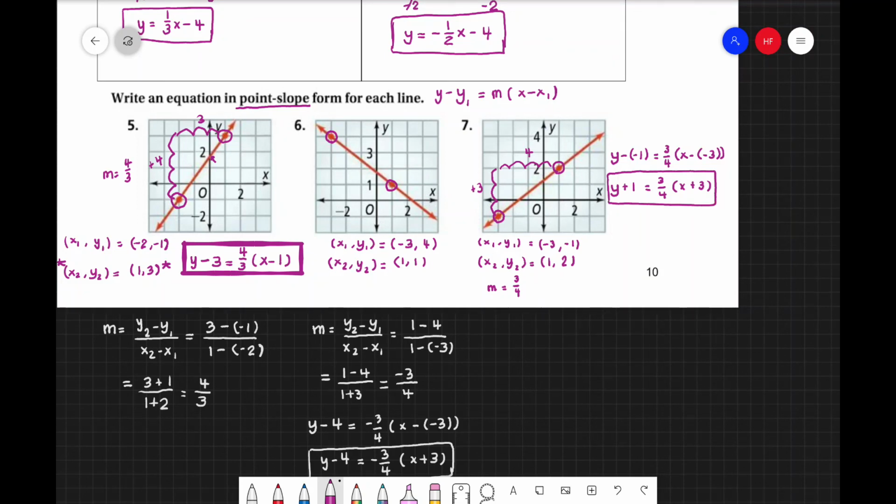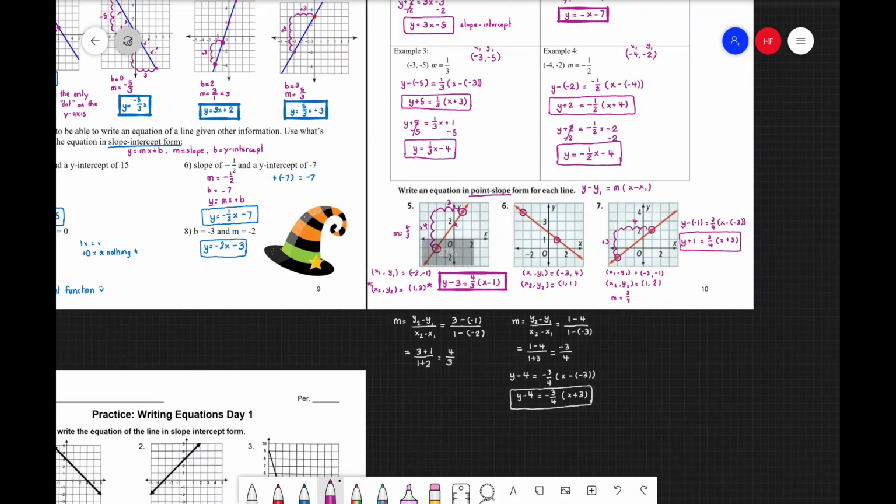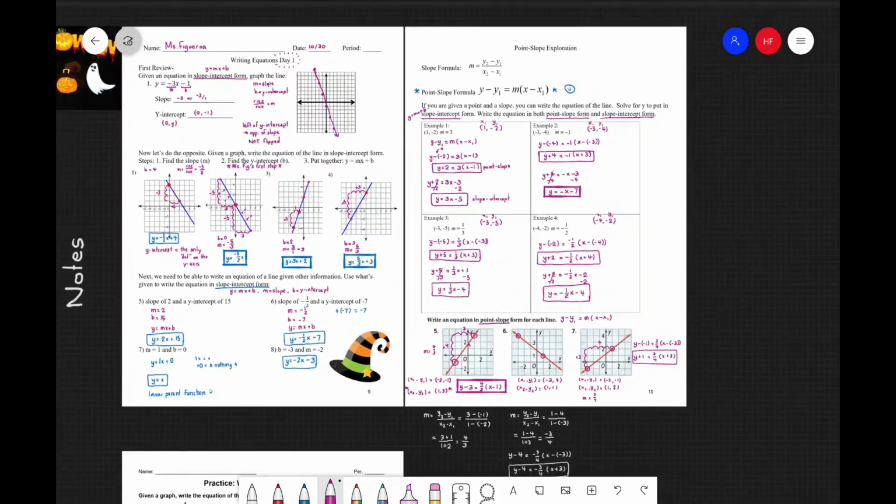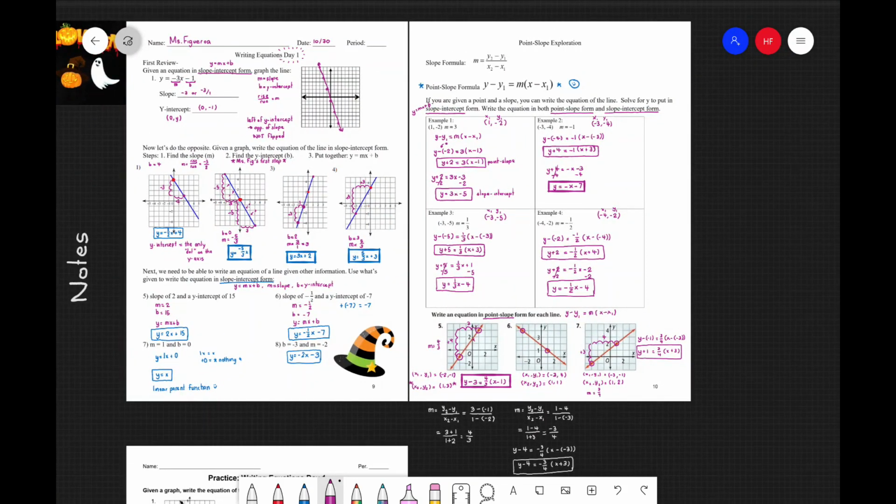So we did that without using the slope formula, we just counted on the graph. And so those are the different ways to write our equations given different information. And this was day 1 of writing equations.